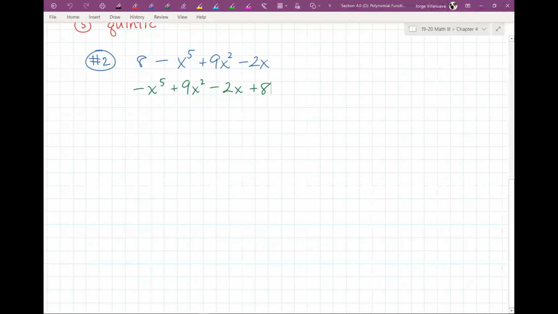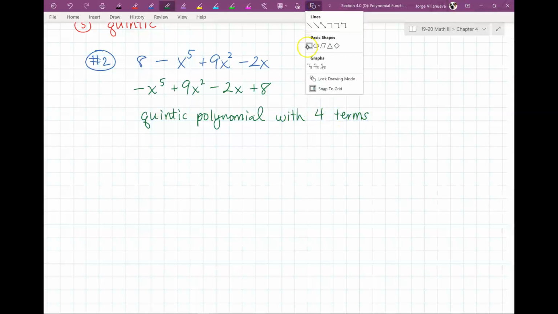Okay, the next part of the answer says classify it by degree. Well, the highest power is 5. So this is a quintic polynomial. Okay, and then they say by the number of terms. Well, it has 4 terms, so I'm going to write with 4 terms. And that's my answer to that problem.